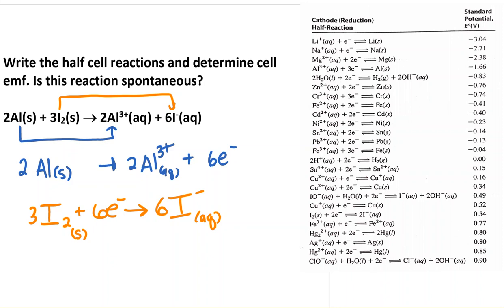Okay, I've got my 2 reactions, and I might want to decide which one is anode and which one is cathode. And what I can see is that, let's just look at this one, I go from an oxidation number of 0 to an oxidation number of negative, so that's reduction. So the iodine is being reduced, and reduction occurs at the cathode. Aluminum is being oxidized, it's losing electrons, and that occurs at the anode.